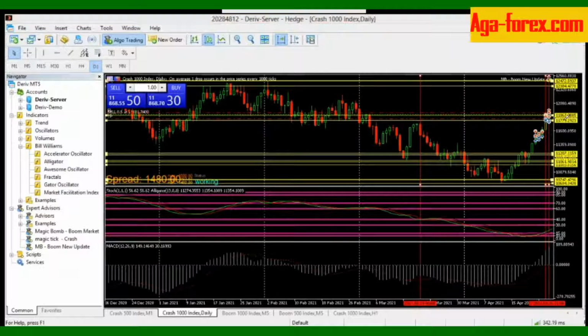As you see, they are healthy candles with strong momentum. That's why they push the market up. So, as I told you earlier, whenever you are looking at market structure, you need to look at it from both sides and from both angles.